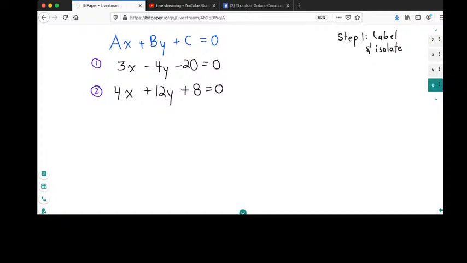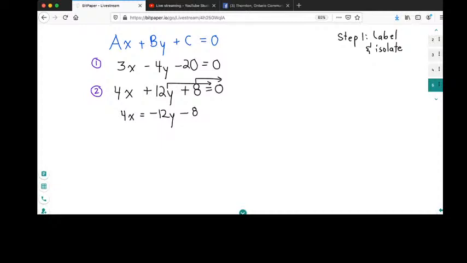So let's go ahead and do that. I'm going to isolate everything here. So we want 4x by itself. I'm going to move everything to the other side. So 4x, and then moving positive 12y and plus 8 to the other side. That's going to look like 4x equals, shifting that over, negative 12y, negative 8.